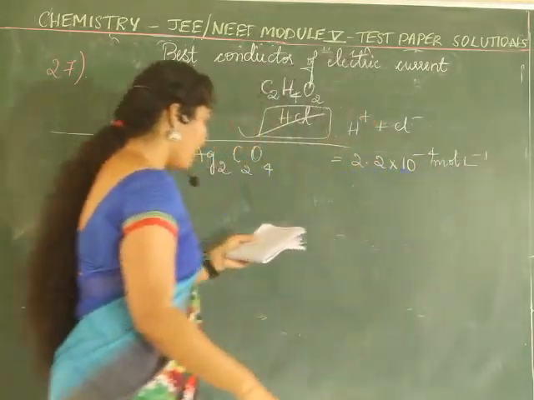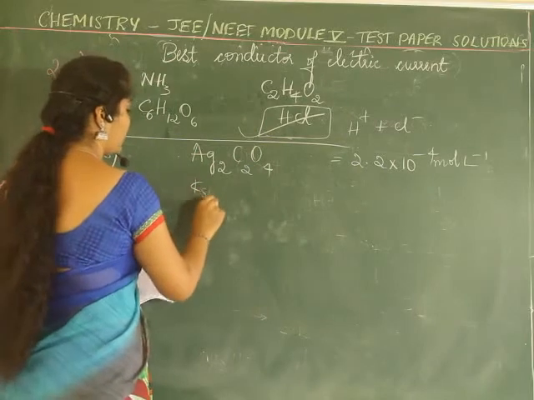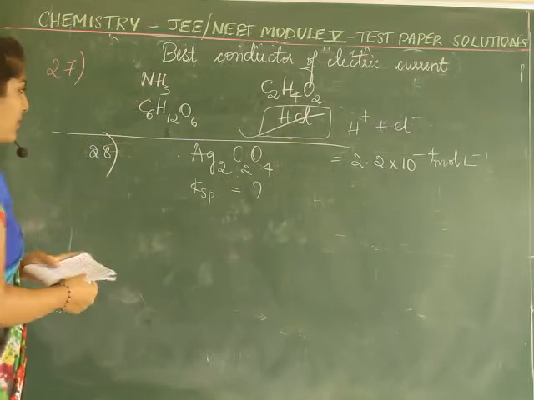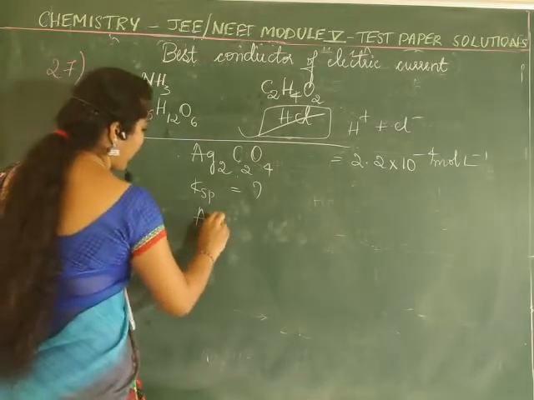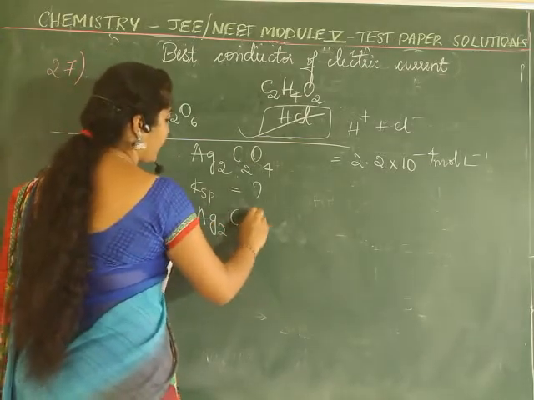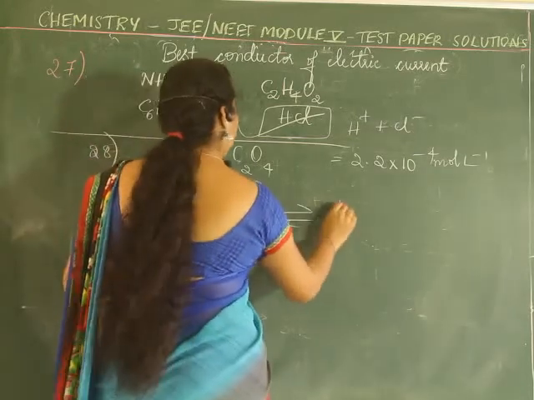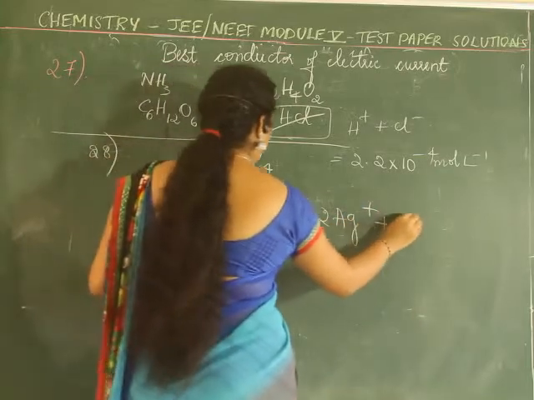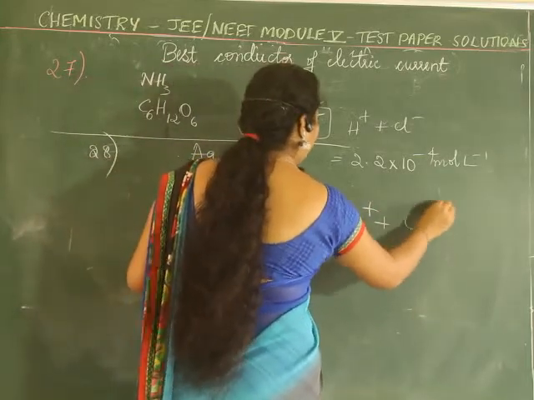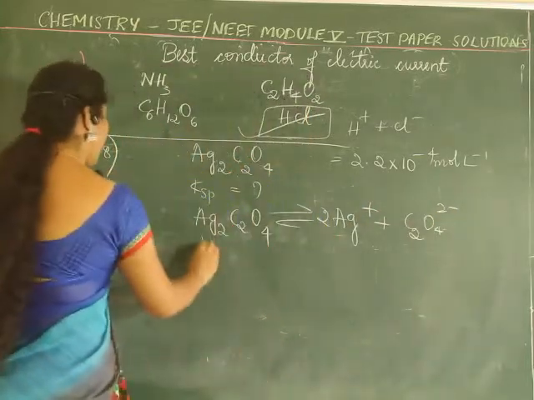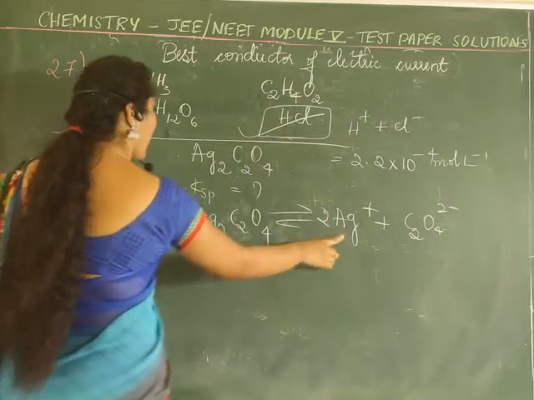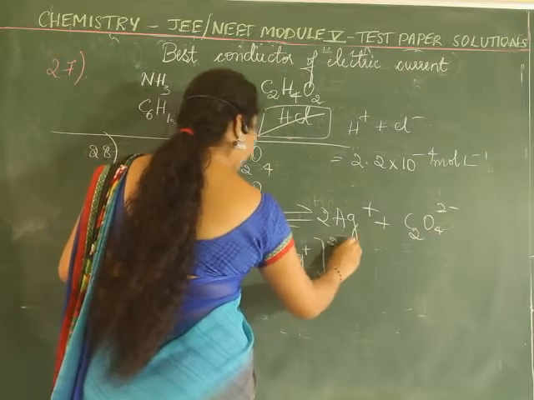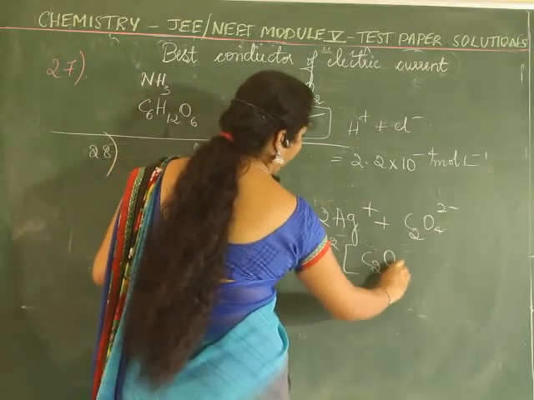The solubility product of Ag2C2O4 is. So here we have to see how it dissociates. Ag2C2O4 dissociates as 2Ag+ plus C2O4 2- in aqueous solution. So the solubility product is [Ag+] squared times [C2O4].